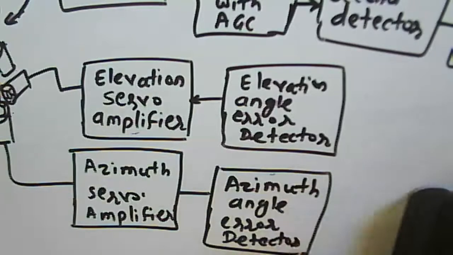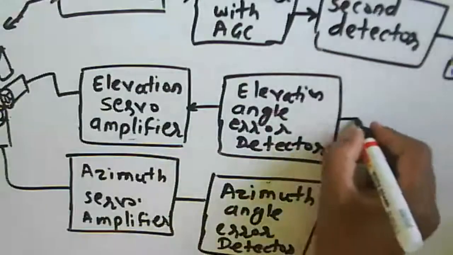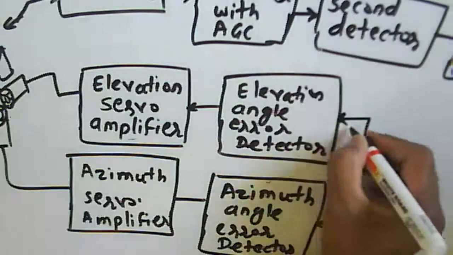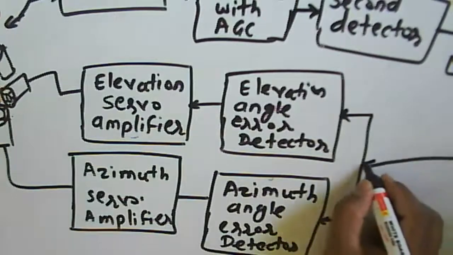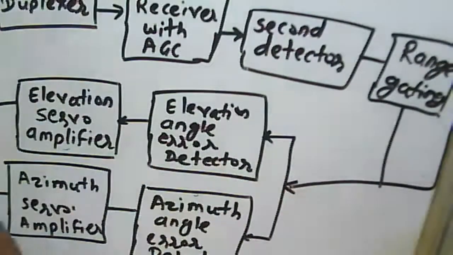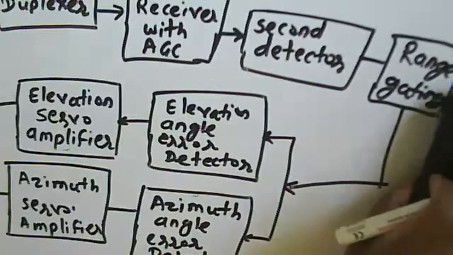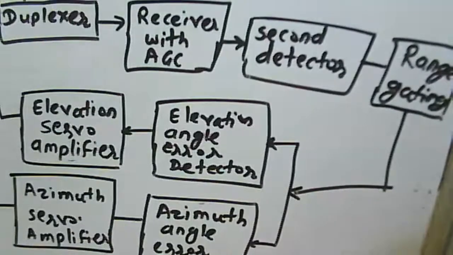So what about the position once we got it? We can lock the given particular target in the given position. So this one is useful. For this we need to give the error signal from the range gate. We can say that the error signal we are getting is from the range gate.